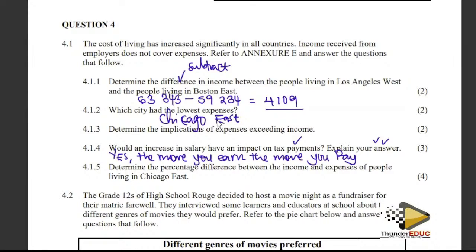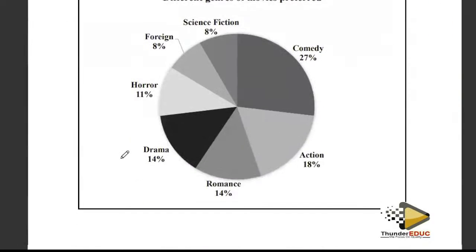Determine the percentage difference between the income and the expense of people living in Chicago East. Percentage, looking at percentage difference. So meaning income minus expense over expense times 100, which equals 49,200 minus, over, times 100. And your answer became 4.2.